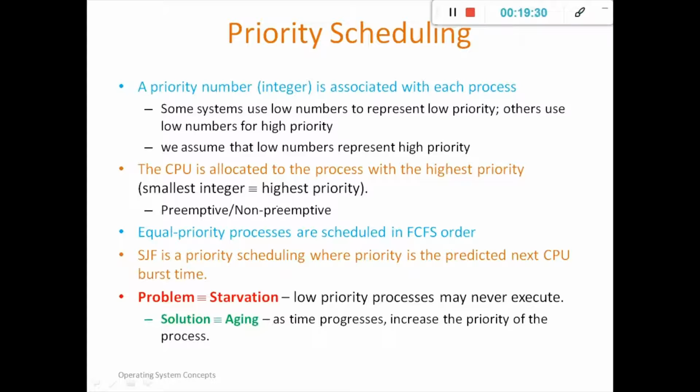A solution for this is aging. Aging is a procedure where the priority of the process will be increased one step at a time. For example, if the priority of a process is 6, then it will be increased to 5. Here, increasing the priority means assigning a lower priority number.